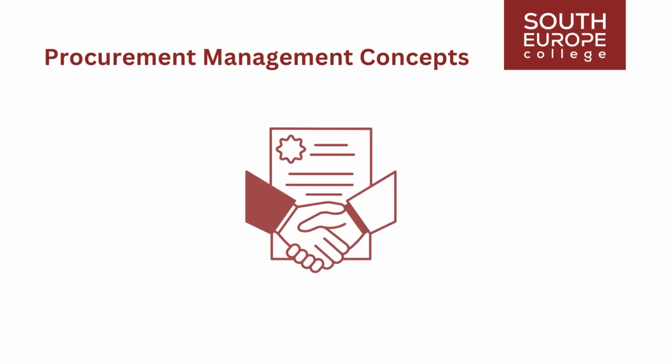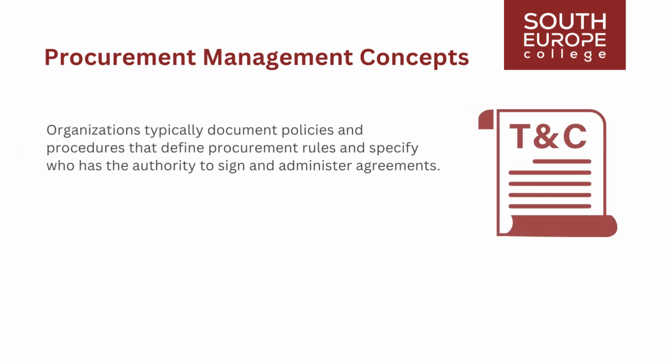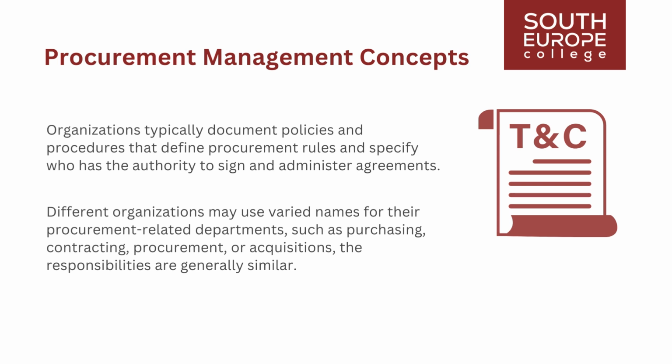The contract must explicitly outline deliverables and expected results. A purchasing contract incorporates terms, conditions, and buyer-specific requirements for the seller's performance. Organizations typically document policies and procedures that define procurement rules and specify who has the authority to sign and administer agreements. While different organizations may use varied names for their procurement-related departments, such as purchasing, contracting, procurement or acquisitions, the responsibilities are generally similar.